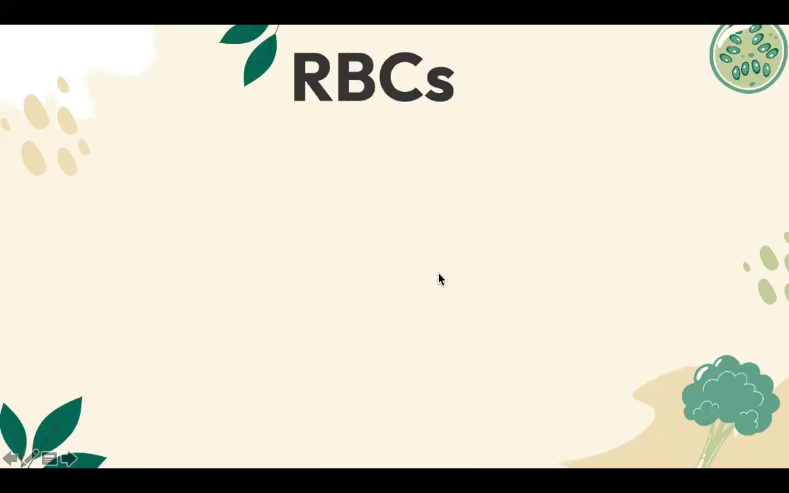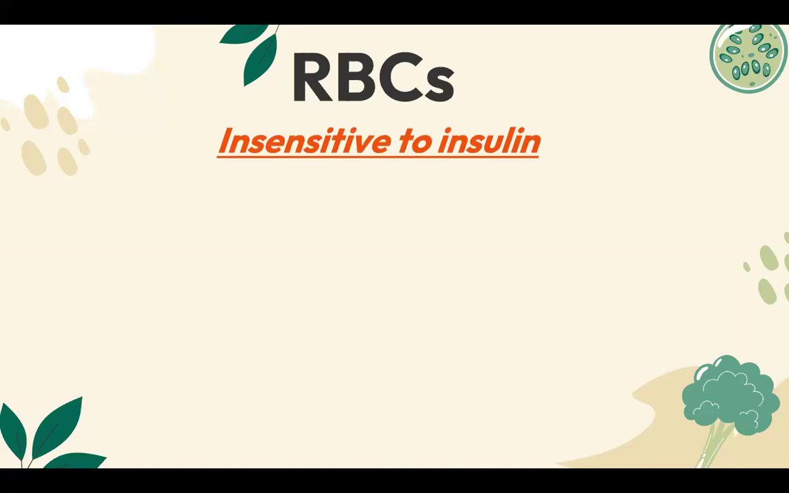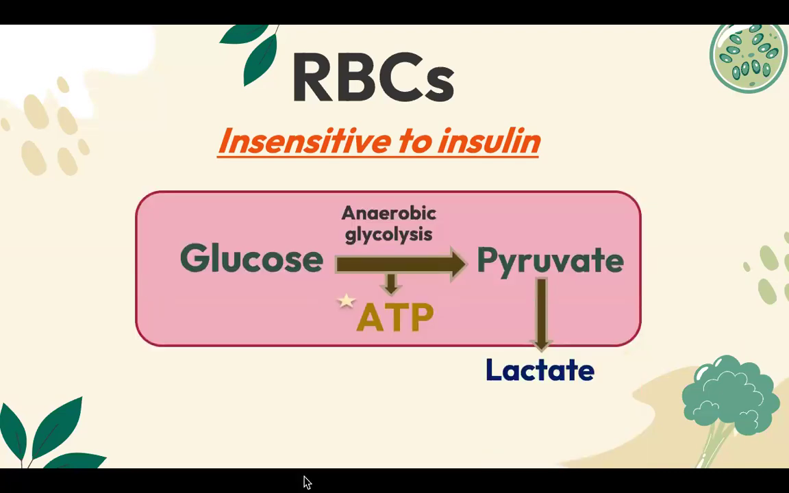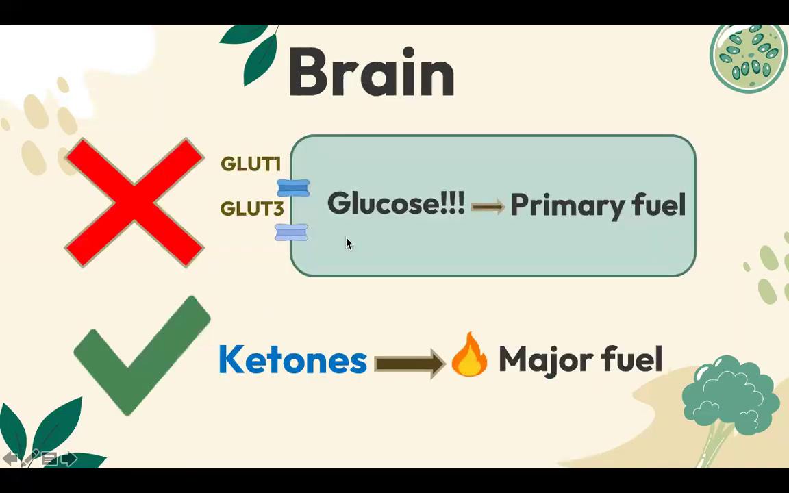Okay. Can anyone guess what would happen in RBCs at this stage? Yes, like we said, nothing changes. It is glucose dependent, so glucose would get converted to pyruvate, and then this process would release ATP. Okay, however, in the brain, glucose was the primary fuel, right? This changes, and ketones instead become the major energy source for the brain.